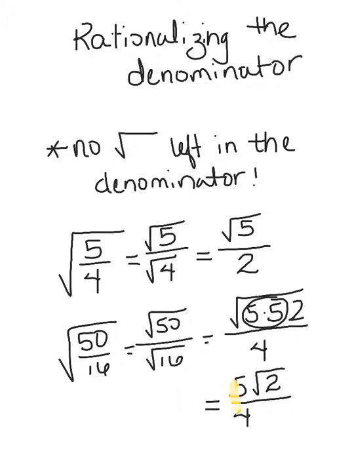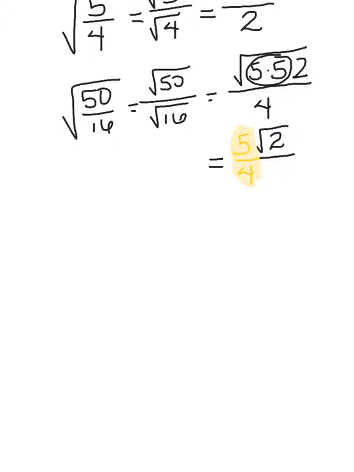Please notice that the 5 and the 4 are not underneath the radical. Therefore, you cannot simplify the 2 underneath the radical with the 4 that is outside the radical. So let's try another example in which we have to rationalize the denominator.